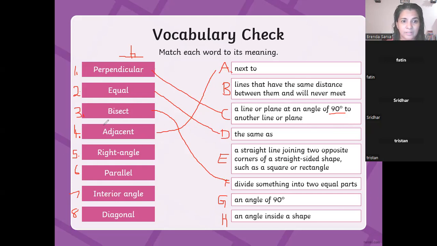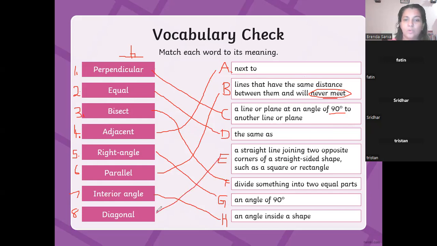Let's go to number 5, right angle. What is a right angle? I think you got it right. It is G, an angle of 90 degrees. Good. Now 7. 7 is parallel, right? What is parallel? Yeah, good. Parallel are 2 lines that have the same distance between them and will never meet. This phrase never meet will tell you they are parallel. Interior angle, what's that then? H, good.